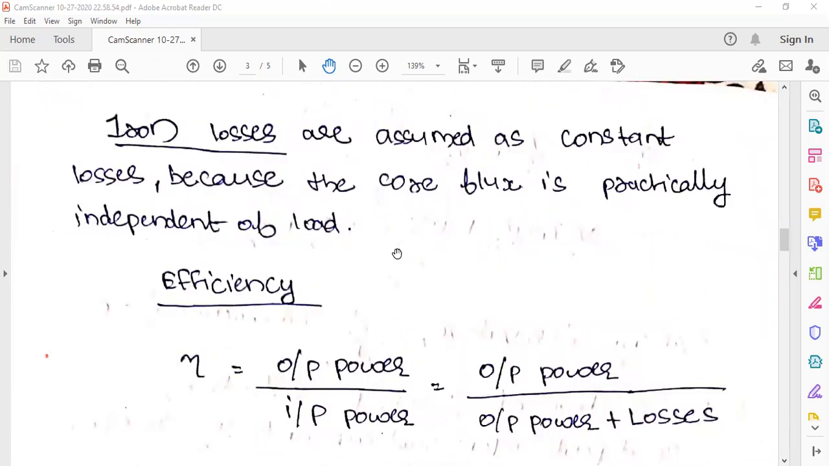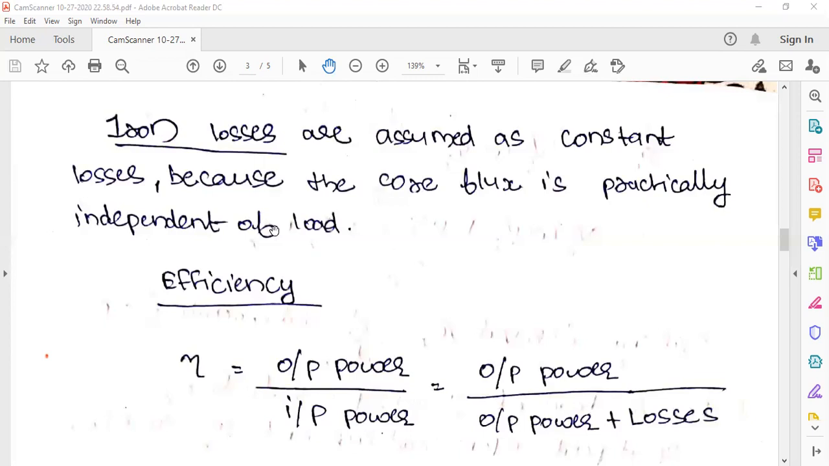So you got an idea. It will be square times the current. Now we will see iron loss, and you already know from your DC machines that iron loss is a constant loss. So iron losses are assumed as constant losses because the core flux is practically independent of load, right? Because eddy current loss and hysteresis loss all depend upon the core, and the flux is always constant. So the flux involved in the primary as well as secondary is the same, and that's why we say transformer is a constant flux device. So the losses are also constant because the core flux is practically independent of load.